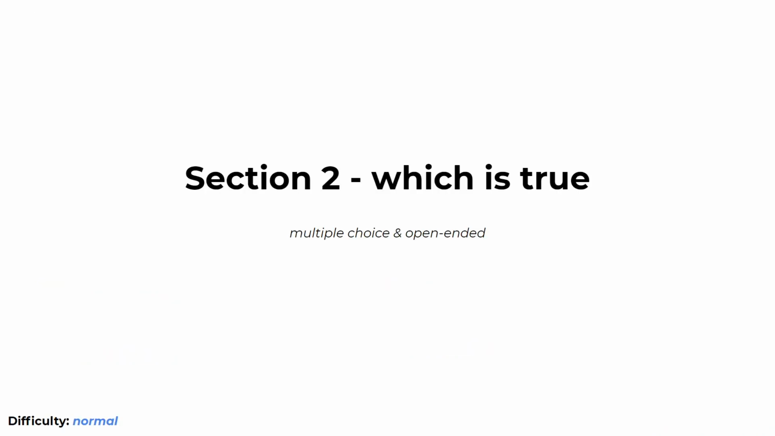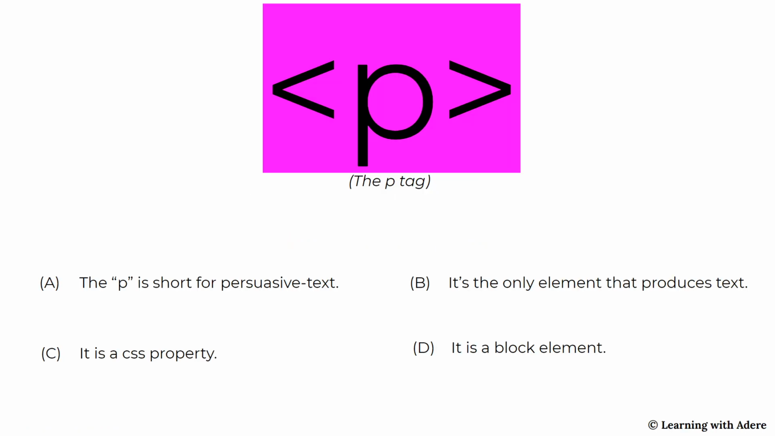So now we're moving on to section 2. It's going to get a little bit more difficult. Now it's on normal. And yeah, you just have to point out which statement is true. This is multiple choice and open-ended. Okay, so we have the p tag. I'll read out the statements, and right after I read out the statements, you can pause the video and I'll be sharing the answer if you want to think over it.